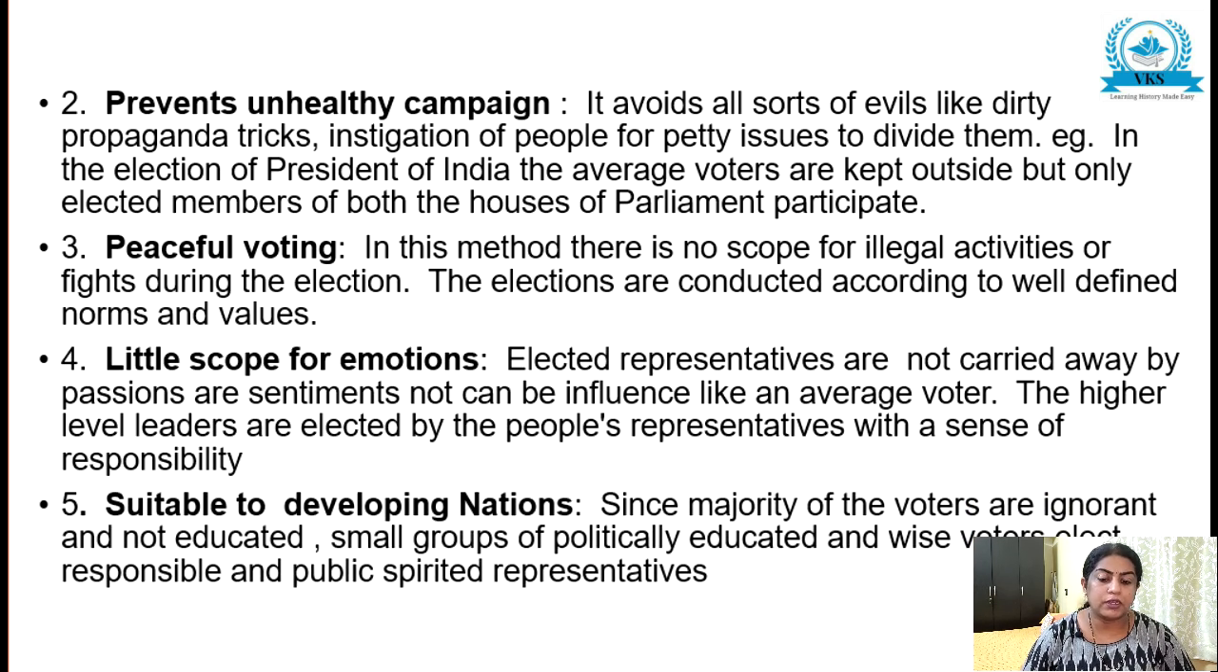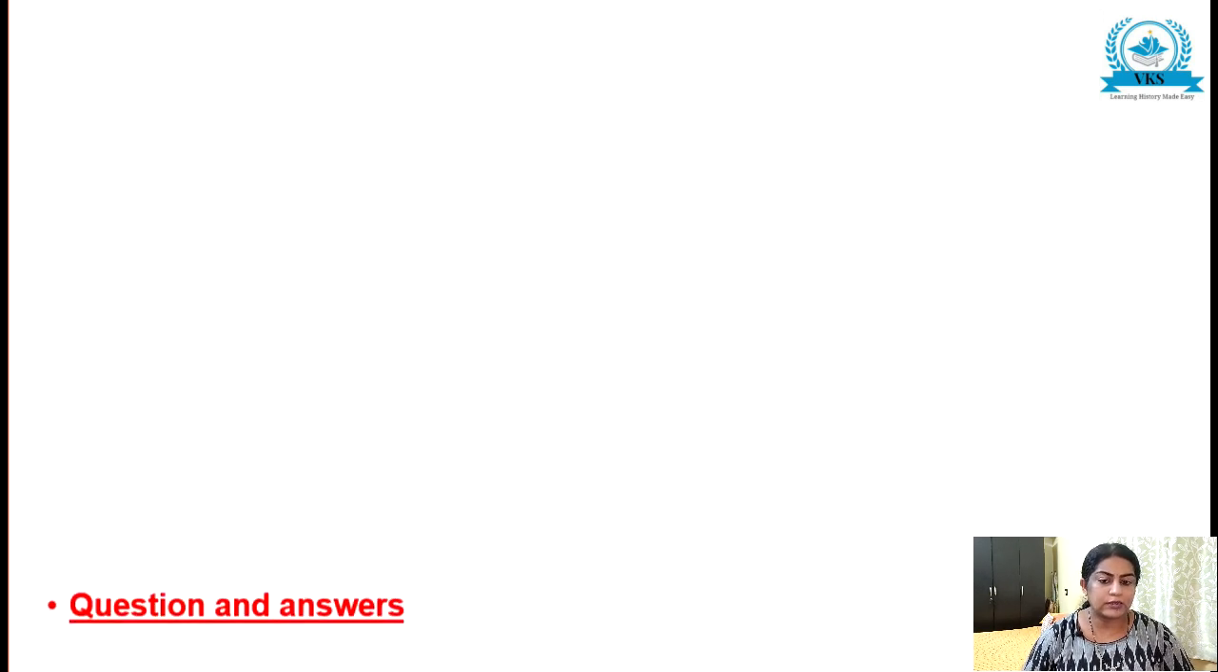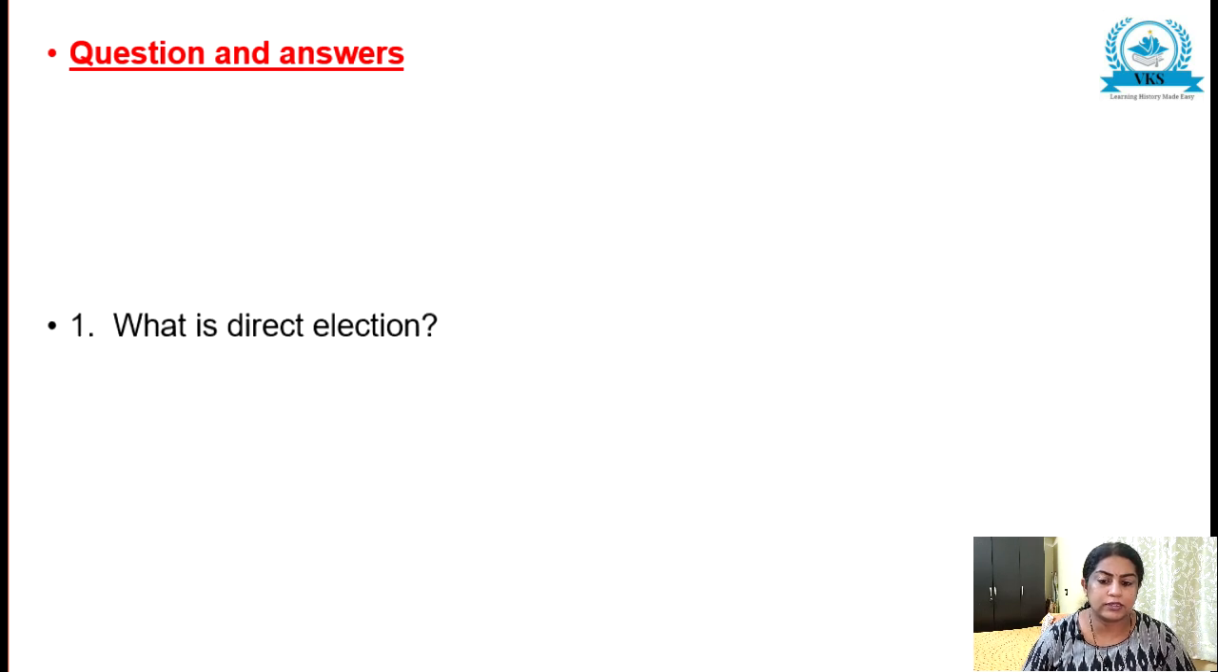And the fifth point, suitable to developing nations. Since the majority of voters are ignorant and not educated, small groups of politically educated and wise voters elect responsible and public-spirited representatives. So all these were the features of indirect election. So two methods of election, direct election and indirect election. Now let us go through some question answers regarding these topics.